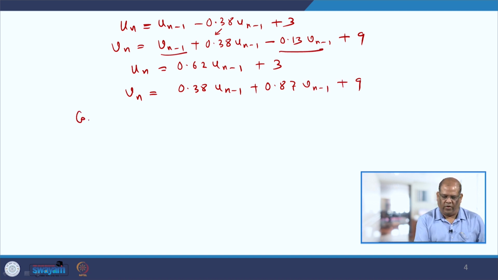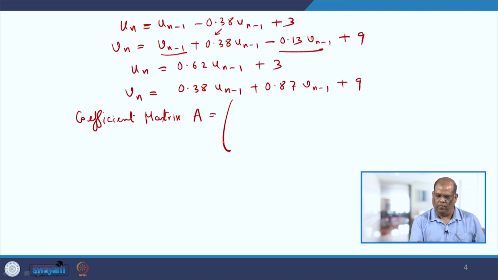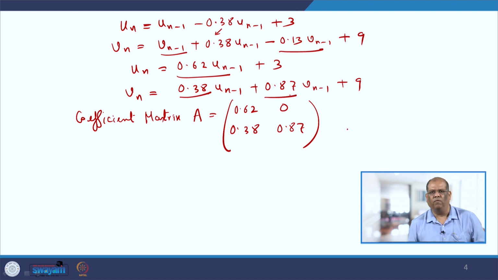So, the coefficient matrix A will be given by 0.62, 0, 0.38, 0.87. That is the coefficient of this. The coefficient of Vn minus 1 is 0, then the coefficient of un minus 1, and the coefficient of Vn minus 1.